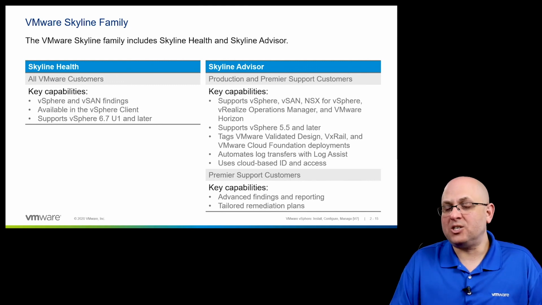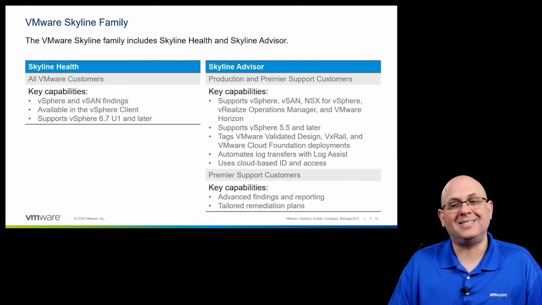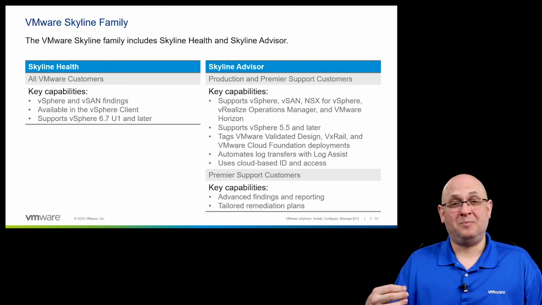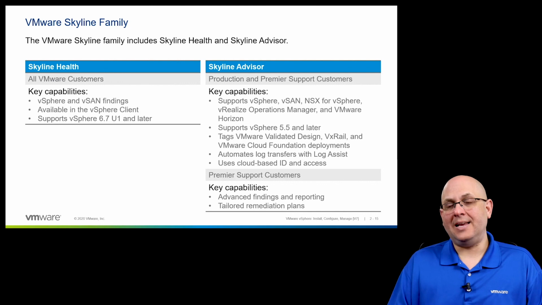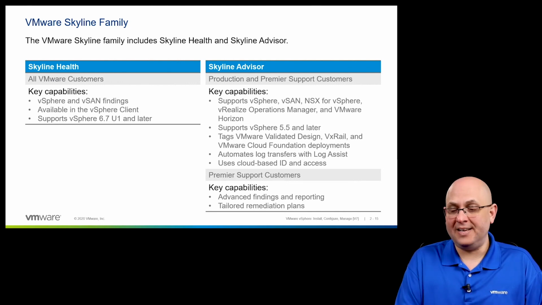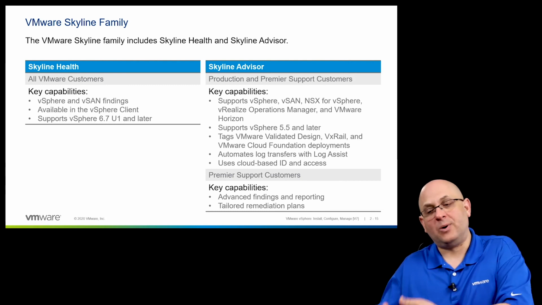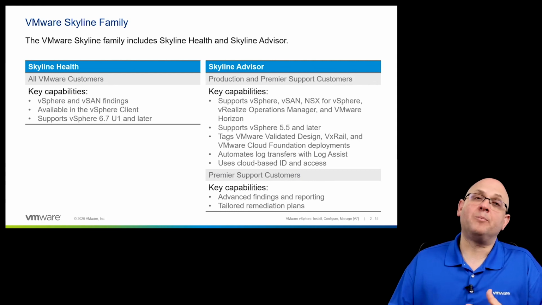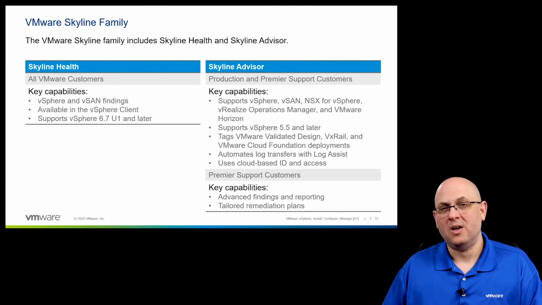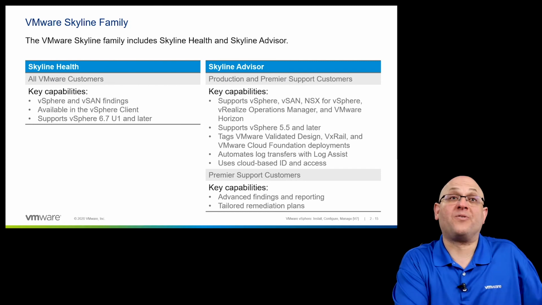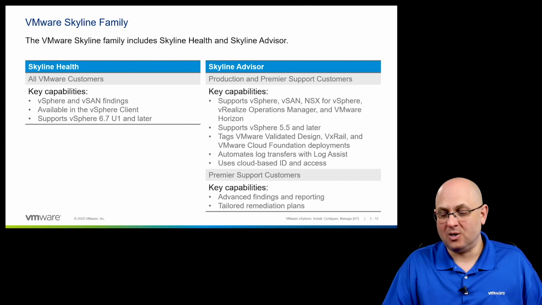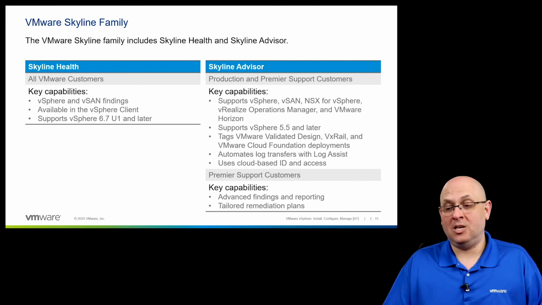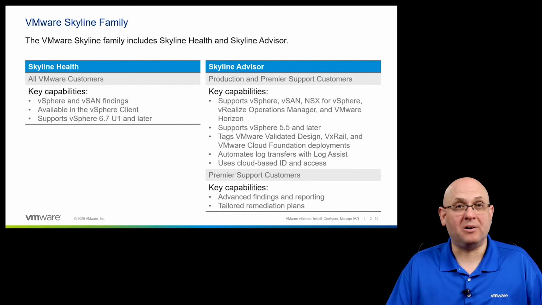Now, if you have production or premier support, you can also get a component called Skyline Advisor. This actually runs a data collector within your environment. It's built in as a virtual machine. And it supports more than just vSphere and vSAN, but it extends it to NSX and vRealize Operations Manager and Horizon. Okay? And this actually even supports, because it's external to vCenter and runs in a separate collector, older versions of ESXi and vCenter itself. Okay? So that's also another feature that you can add to your environment if you have production or premier level support.